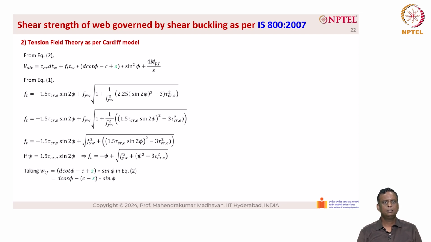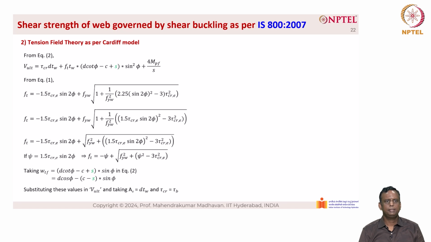Now, taking WTF equal to d cot phi minus c plus s into sin phi in equation 2, we have that is equal to d cos phi minus of c minus s into sin phi. We are basically multiplying the entire term with sin phi, and cot phi is basically cos phi by sin phi. So sin phi and sin phi get cancelled, and cos phi remains. So this equation becomes d cos phi minus of c minus s into sin phi.